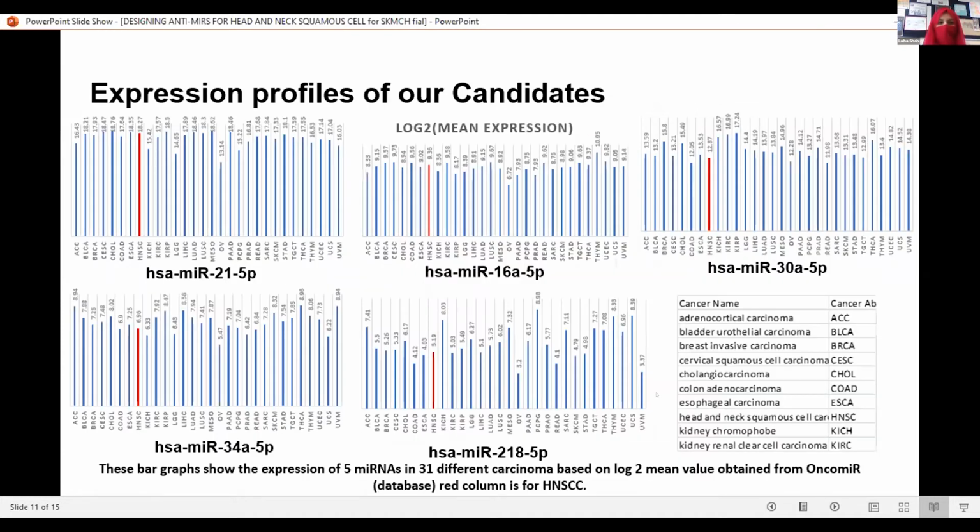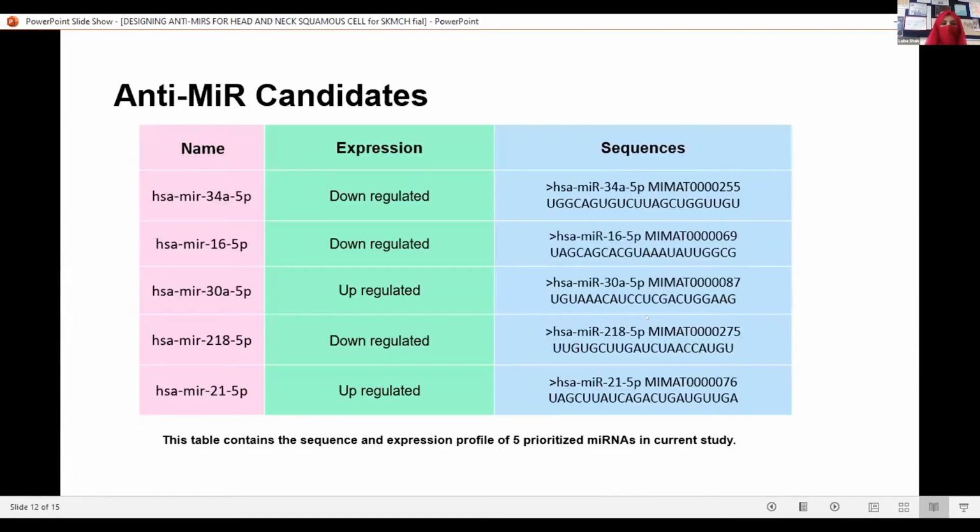After this, I also performed expression profiles of my candidates, which were those 5 miRNAs, in 31 different subtypes of carcinomas based on their log2 expression value. I got the data from one of the databases, OncoMIR, did the analysis, and found this statistical review, which you can see over here. After that, I found that 3 of my candidate genes were downregulated and 2 of them were upregulated. You can see the sequence of them over here.